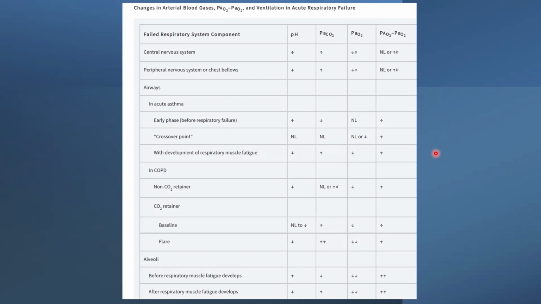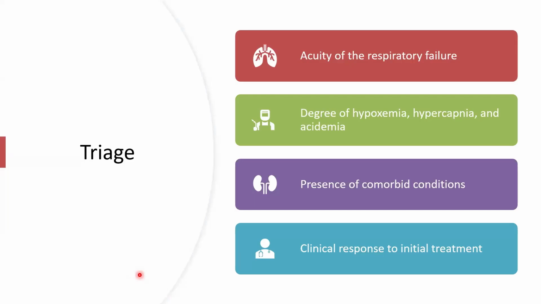So ABGs are very important in respiratory failure. In nervous system disorder, the pH will be low, PCO2 will be high, there will be type 2 respiratory failure. In airway disease, in acute asthma, initially it will be type 1, but when there is respiratory muscle fatigue, it can convert into type 2 failure. Similarly, in COPD, both type 1 and type 2 failure can be seen. Alveolar disorder is usually type 1 respiratory failure, but once there is respiratory muscle fatigue, then there is type 2 respiratory failure.